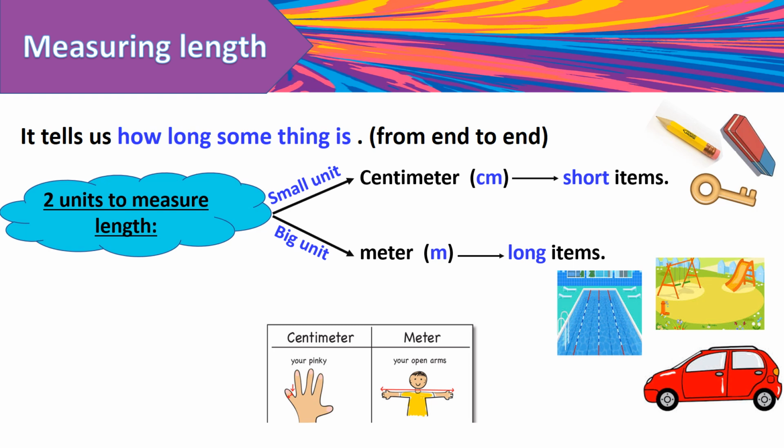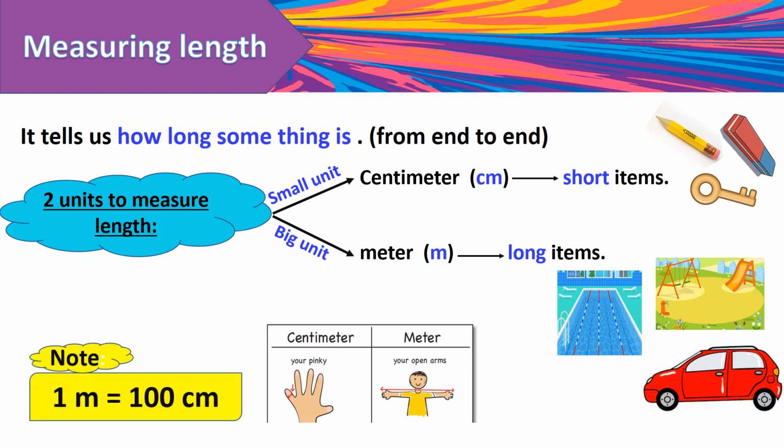Okay, and you can know it like this table. Centimeter is like the width of your pinky finger. This width of your pinky finger is called centimeter. It's very tiny, very small. Meter is like when you open your arms. The distance between your left hand and right hand is about a meter.